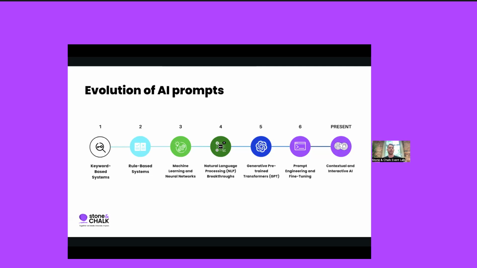Next was rule-based systems. Now, as AI technology progressed, rule-based systems emerged. These systems were programmed with predefined rules and patterns to follow when generating responses. While this did improve the relevance of answers to some extent, it still required meticulous manual coding and struggled to handle the complex queries of unique situations. Now, machine learning and neural networks. This is where it starts to get interesting.